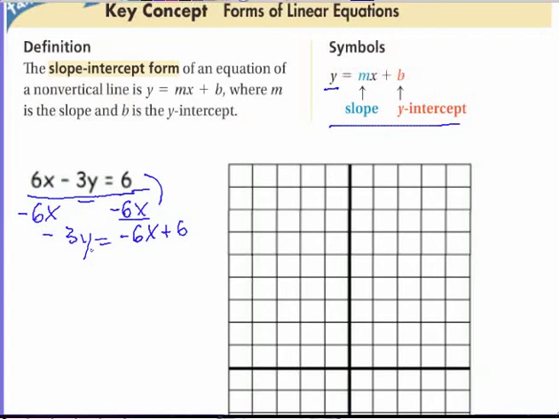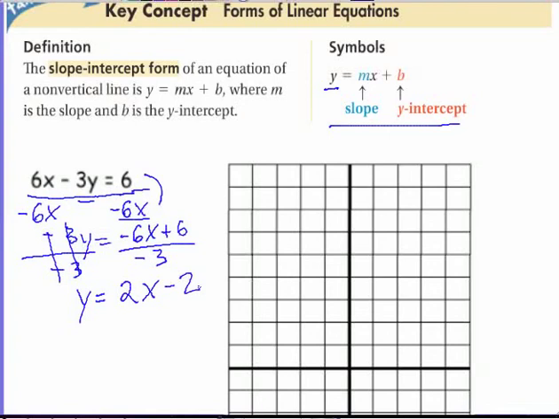Now in order to get y by itself, I need to divide by negative 3. That's going to cancel, and I'm going to be left with y. I need to do that on both sides, so I'm going to divide each of these by negative 3. Negative 6x divided by negative 3 is going to be positive 2x, and then 6 divided by negative 3 is going to be negative 2. So y equals 2x minus 2.